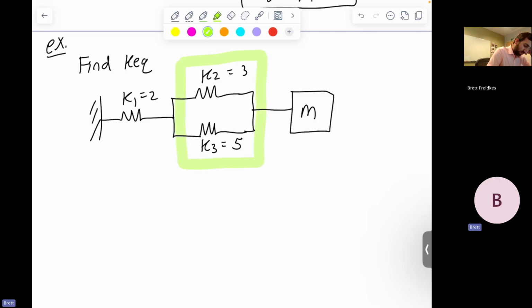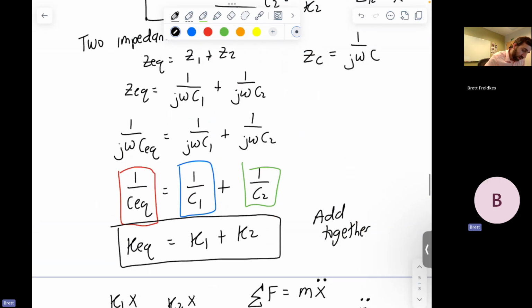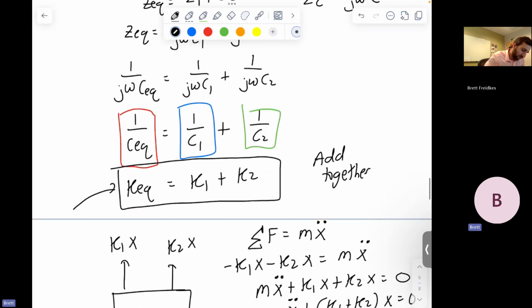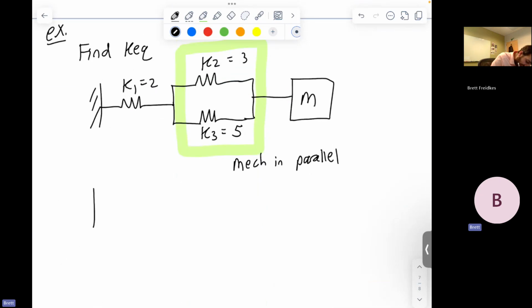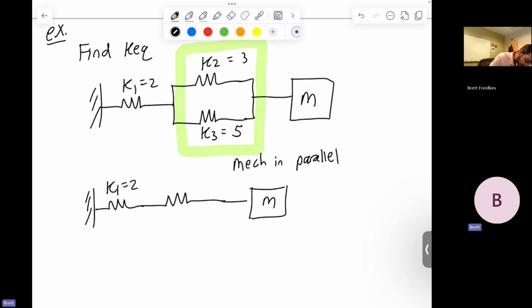So these two here are mechanically in parallel. If the mass is causing them to stretch, they are sharing the same exact flow, which means that electrically they are in series, which is very weird to think about. From what we discussed earlier, if they're electrically in series, to find their equivalents, we just add them together. So if I add those two together, K1 is still 2, and this is going to be K2 plus K3, which is 8.